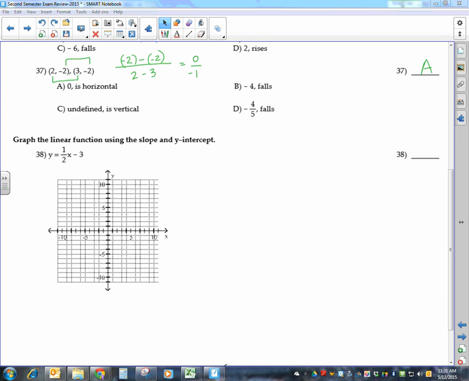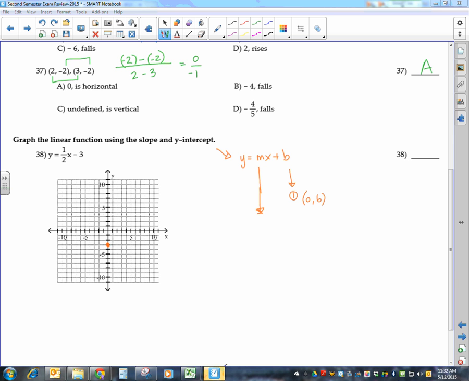Okay, to finish up these last three problems, we have to graph using the slope and y-intercept. Hopefully this may be another one of those things that you write on your note card. y equals mx plus b is your slope-intercept form of a line. And we always start with this point. That's the first thing we do, and we graph the point (0, b). So on this, that would be (0, negative 3), which would be right here.